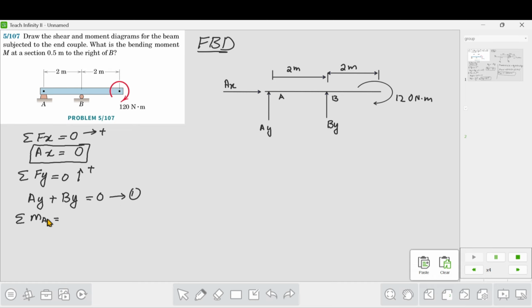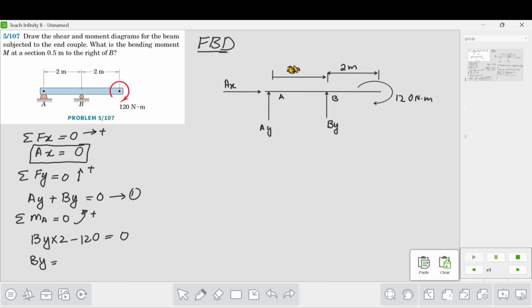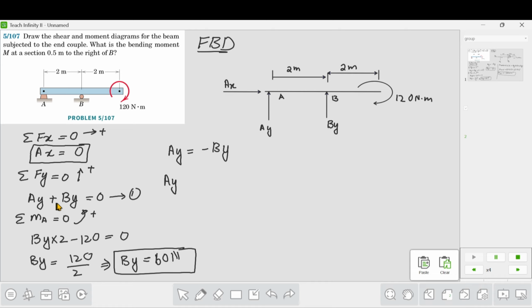Now summation of moment at point A equals 0. There will be two moments produced. One is this pure moment 120 Newton meter, and the other is the BY reaction, which will produce an anti-clockwise moment, which is positive: BY multiplied by 2 meter. So BY multiplied by 2 meter, and negative, this is clockwise 120 Newton meter. So BY is equal to 120 divided by 2, which is 60 Newton. I will plug the value of 60 for BY into equation 1, so AY will become equal to negative 60.